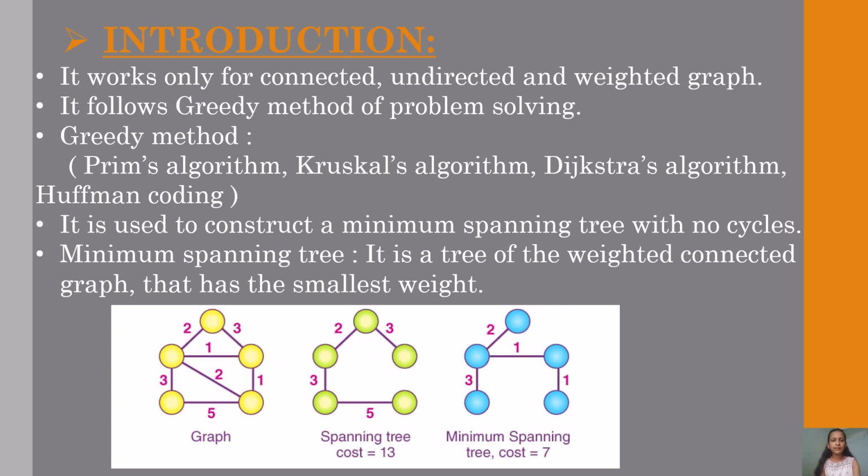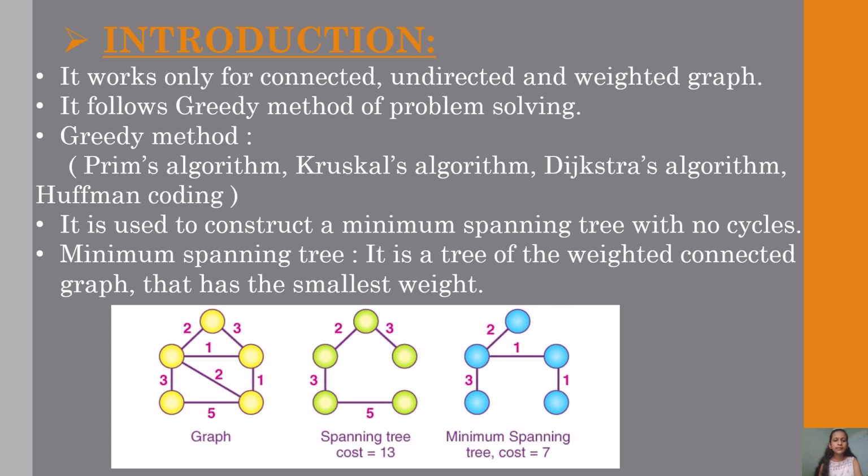Examples of the greedy method are Prim's algorithm and Kruskal's algorithm, which work for building a minimum spanning tree, Dijkstra's algorithm for finding a shortest path, and Huffman coding for data compression. It is used to construct a minimum spanning tree with no cycle. A spanning tree is a subgraph that contains all the vertices of a graph. A minimum spanning tree is a spanning tree of the weighted connected graph which has the smallest weight.